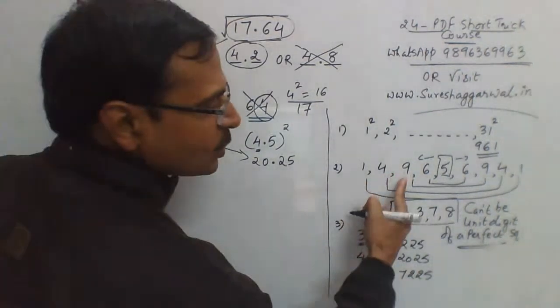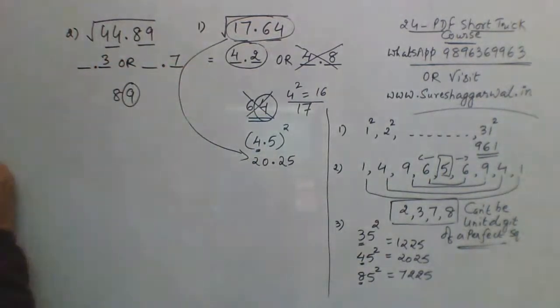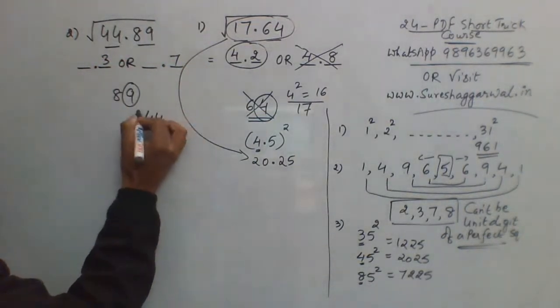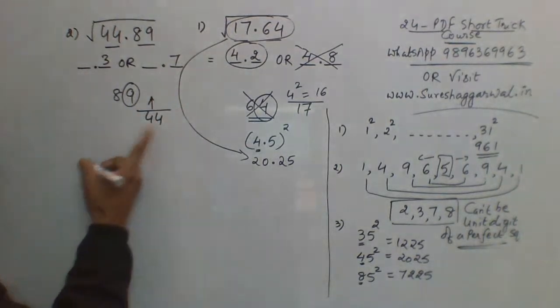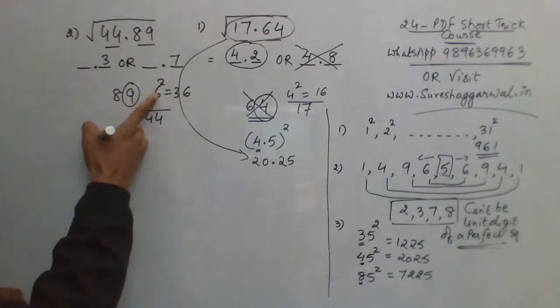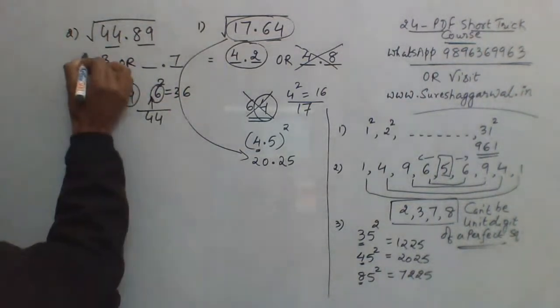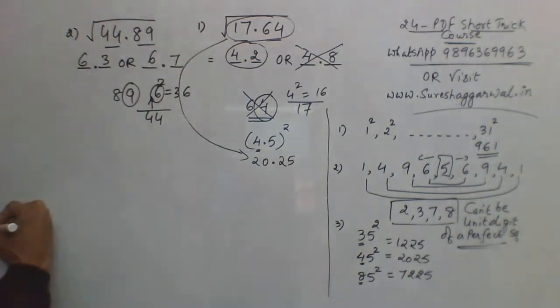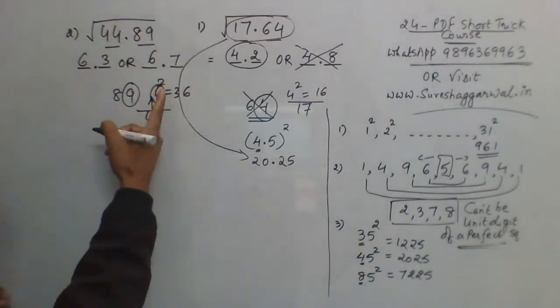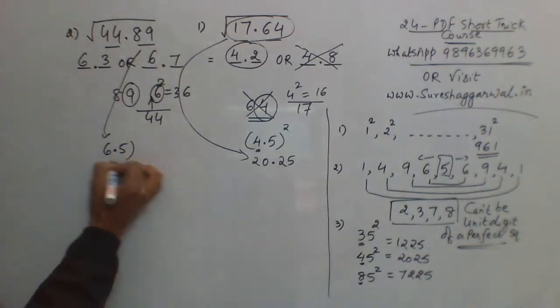9 means 3 square or 7 square. So 3 or 7. Now come to 44. Below 44, the previous square is 6 square. 6 square is 36. 7 square takes me above 44. So I want this 6. So 6.3 or 6.7. Now for finding 6.3 or 6.7, I need to take the intermediate number 6.5.